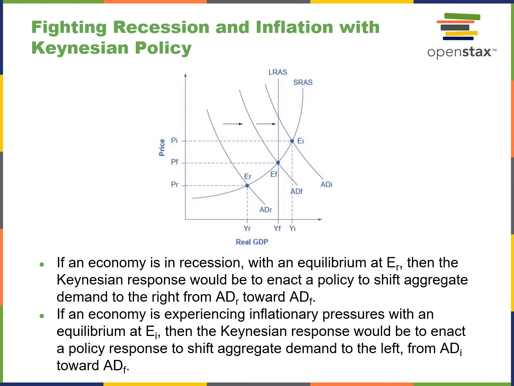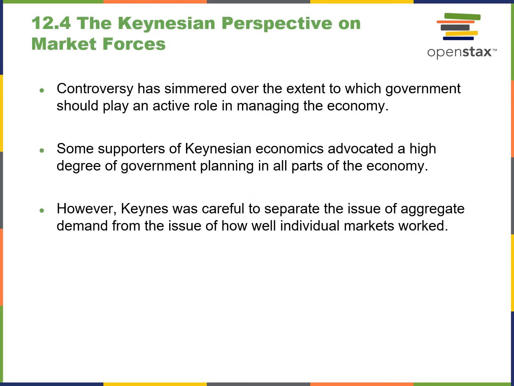Also, fighting recession and inflation with Keynesian policy. If the economy is in recession with an equilibrium of E of R, which would be here, then the Keynesian response would be an active policy to shift the demand to the right. So it would shift the AD curve over to here to the right, and you would come up with more output and higher prices.